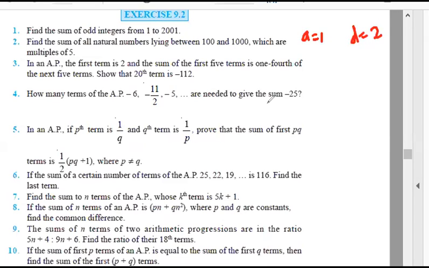Now, what is the last term? Very good, Vaishnavi. L is 2001. Now, L is basically An also, right? So how many of you remember Sn is equal to N by 2 bracket A plus L? How many of you remember this?